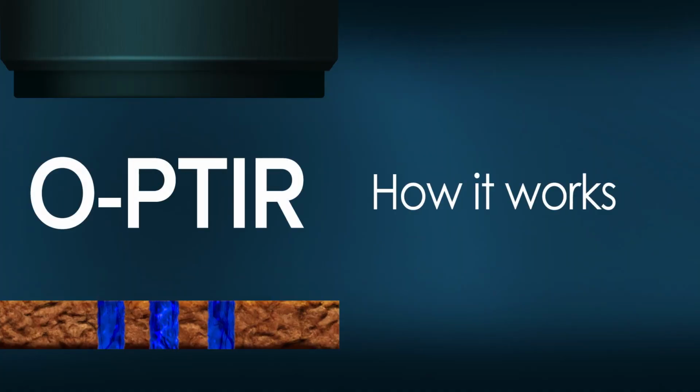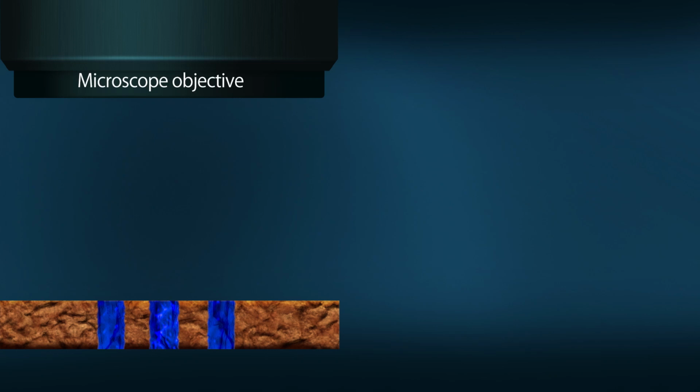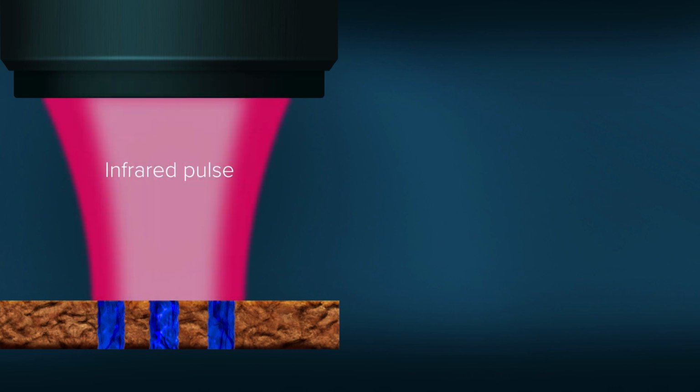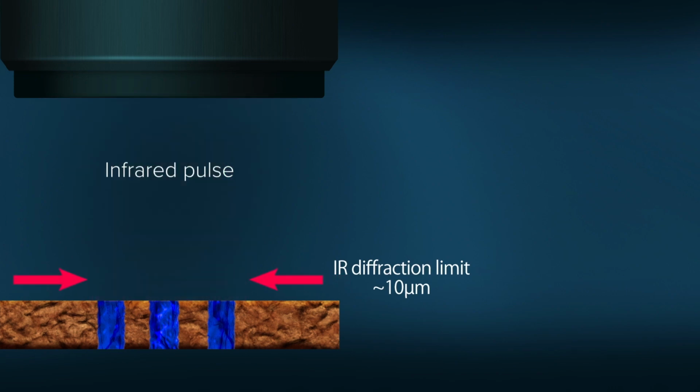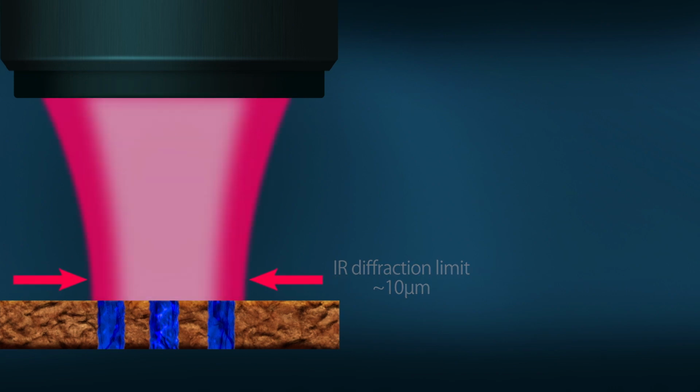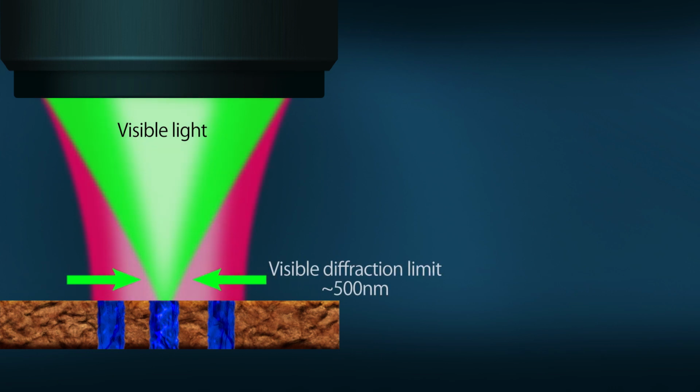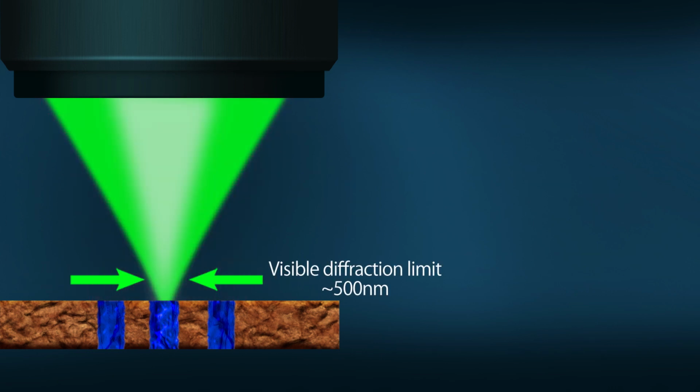How might this technique work? I've got a little video to take you through it. So it all starts with the microscope objective. It's a reflective Cassegrain style. Through that, we shine a pulsed infrared laser beam, and being infrared, it's fairly broad, maybe around 10 microns. At the same time, we're shining in our probe beam, the green, about 500 nanometers.